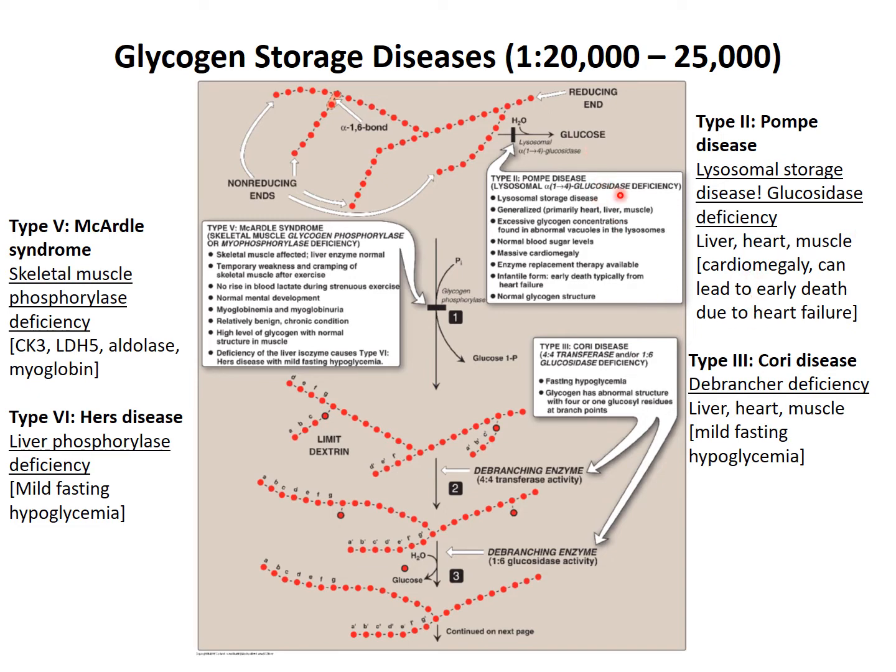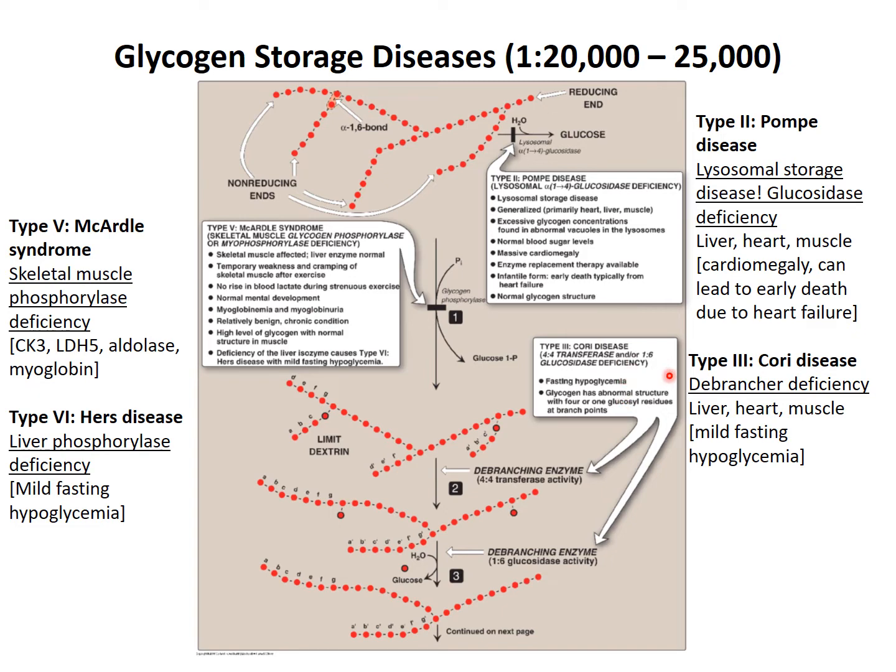Why? Because if something goes to the lysosome and is not able to be degraded, it accumulates there, leaves the lysosome, kills the lysosome, kills the cell, damages the organ. All right. Type 3, Cori disease.